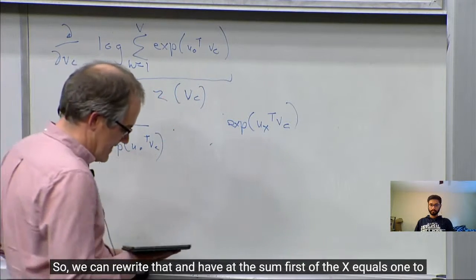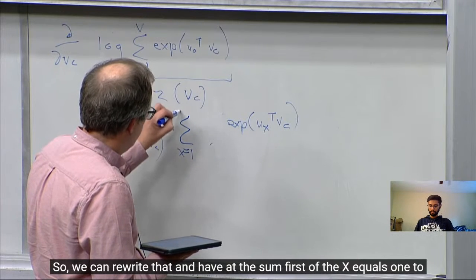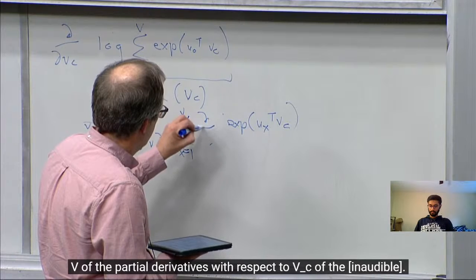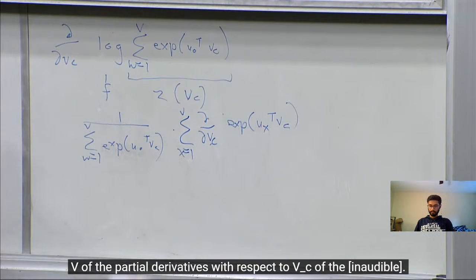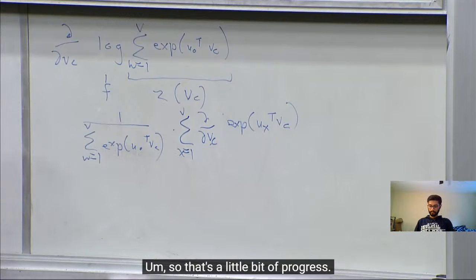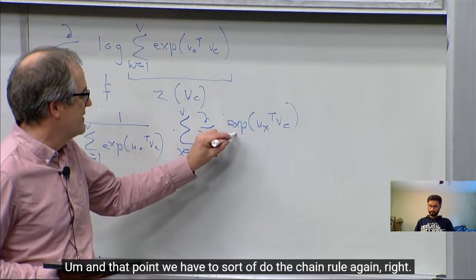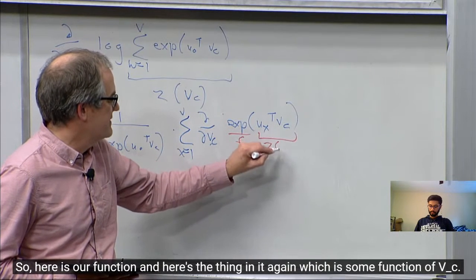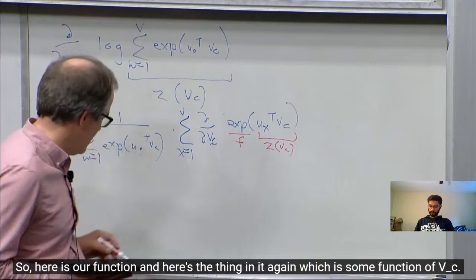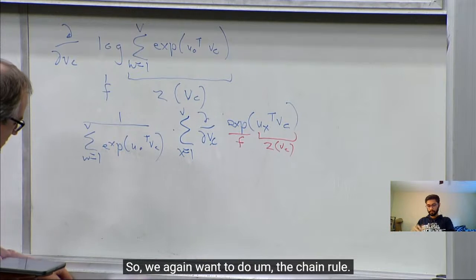So we can rewrite that and have it the sum first of the x equals 1 to V of the partial derivatives with respect to v_c of these. So that's a little bit of progress. And at that point, we have to do the chain rule again, right? So here's our function, and here's the thing in it again, which is some function of v_c. So we again want to do the chain rule.